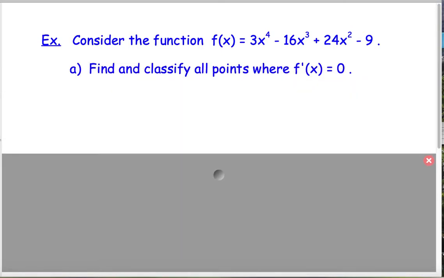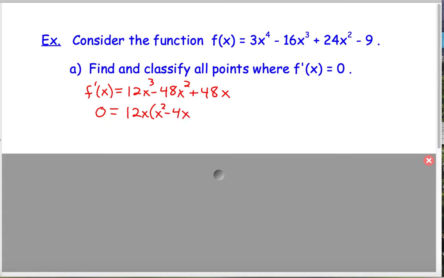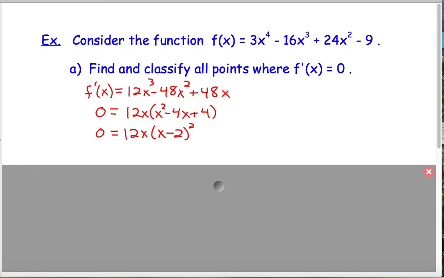So let's break this into separate questions. First, let's find and classify all the points where the first derivative is 0, i.e. the stationary points. So f prime of x is 12x cubed minus 48x squared plus 48x. We're going to set that equal to 0. We can factor out 12x, and we're left with x squared minus 4x plus 4. We can further factor that: 12x times (x minus 2) times (x minus 2), or (x minus 2) squared. So that tells me that my stationary points are at x equals 0 and x equals 2.